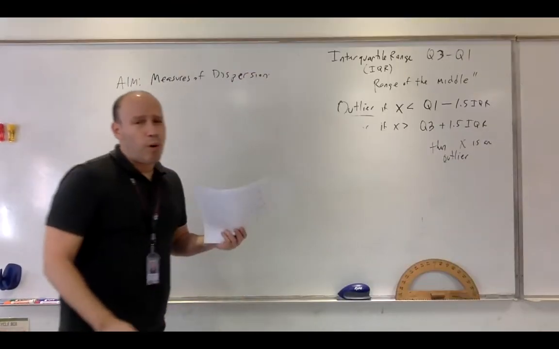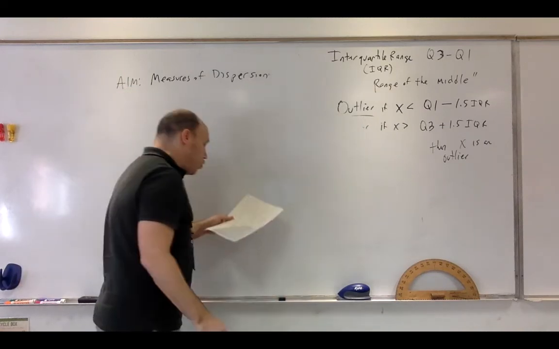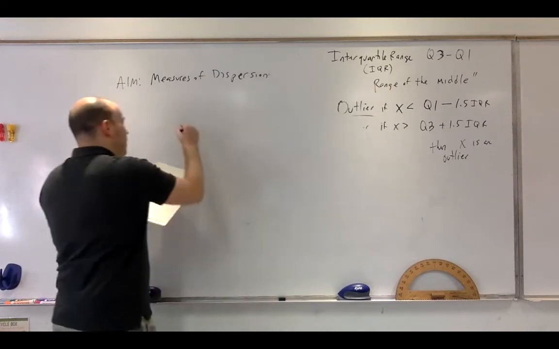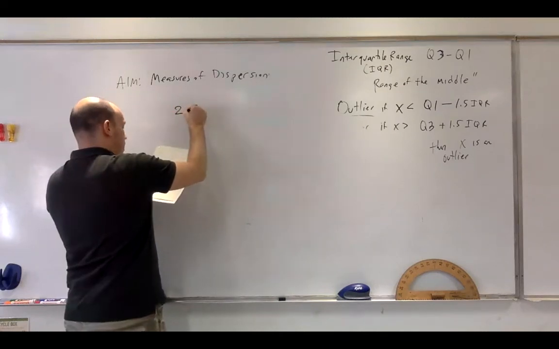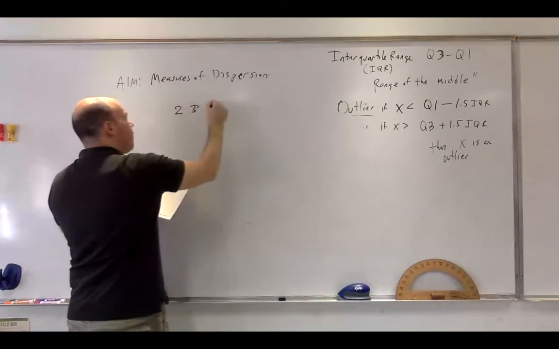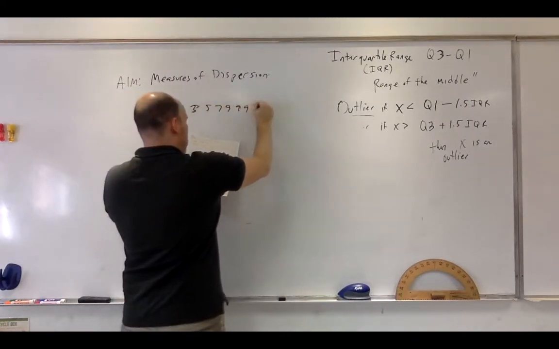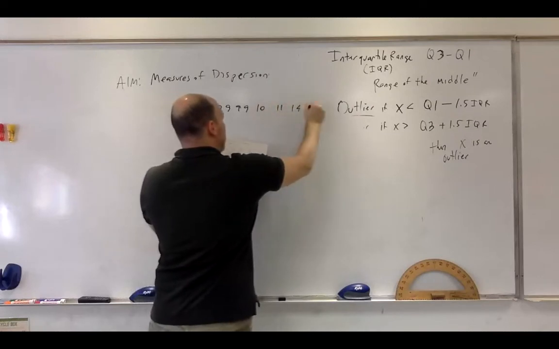Okay, we'll go to the calculator in a second. I just want to show you how to do this by hand, old school. So let's assume that the data is 2, 3, 5, 7, 9, 9, 9, 10, 11, 14, and 17.